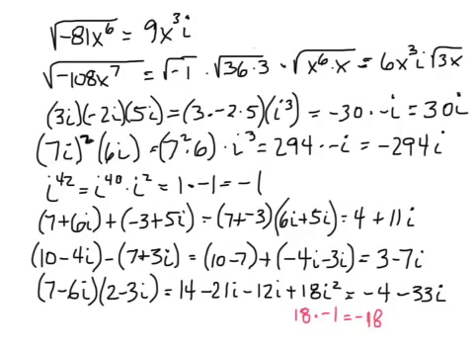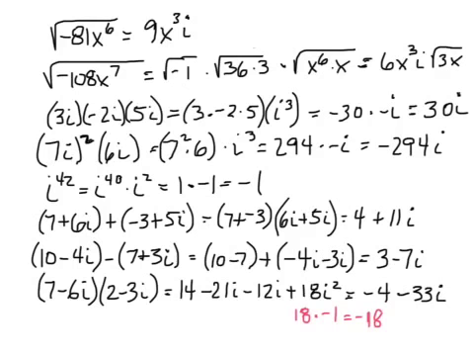Sometimes you'll be doing subtraction. Be careful to keep that minus sign going. You've got 10 minus 4i minus 7 plus 3i. So the numbers will be 10 minus 7. And then for the imaginary numbers, it would be negative 4i minus 3i. 10 minus 7 is 3. Negative 4i minus 3i is negative 7i.